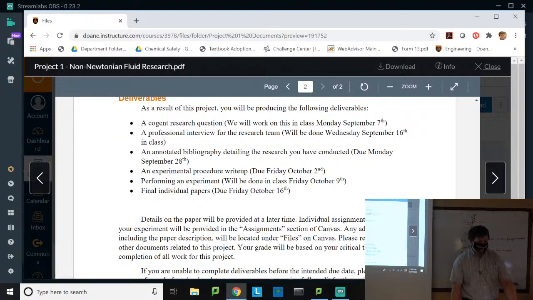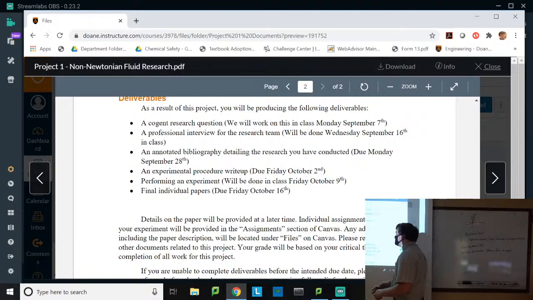All right. After you produce an annotated bibliography, which I'm going to give you the guidelines for, you're going to be writing up an experimental procedure. We're then going to be performing an experiment and writing your individual papers. You should be starting on your individual papers about the same time as you're writing your annotated bibliography.